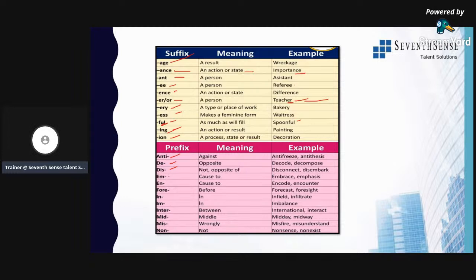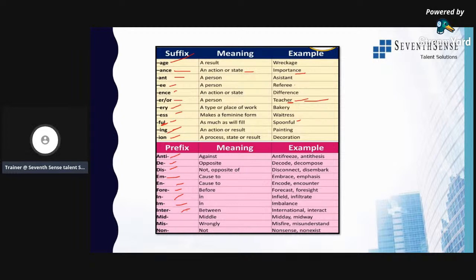Please remember these things. Em, to embrace, emphasis. En again has the same meaning, like encode, encounter. See here, en has a positive meaning, right? See here, decode has an opposite meaning, playing a negative role, right? Before, forecast, foresight. In, infield, inside. Imbalance, it is also balance, imbalance. Imbalance is against, playing a negative role. Balance is a positive role.